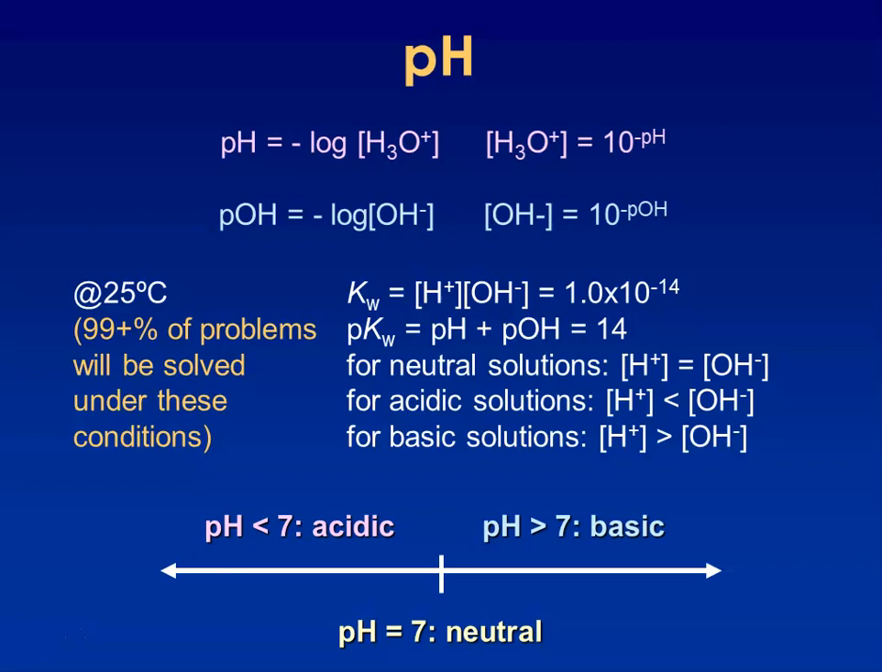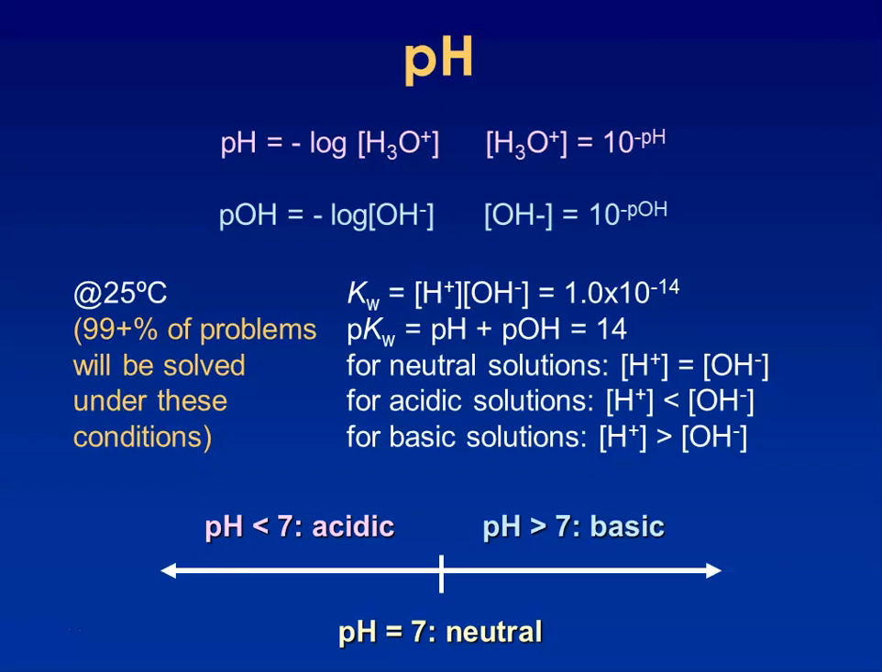It's 1 times 10 to the negative 14th. And if we follow our log rules and we take the log of both parts of that expression, we get that the pKw is equal to pH plus pOH, which is what gives us our scale. pH plus pOH equals 14. If you were at a slightly different temperature, the value of pH and pOH would be slightly different as well.